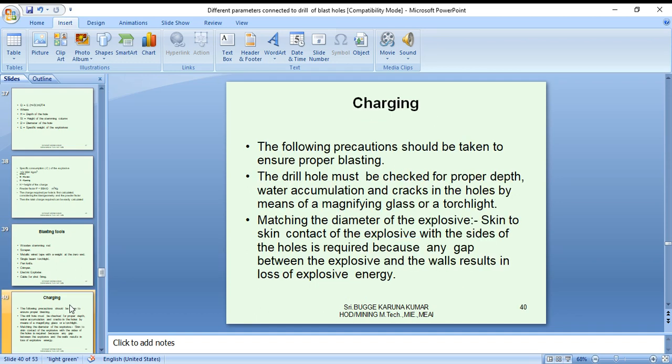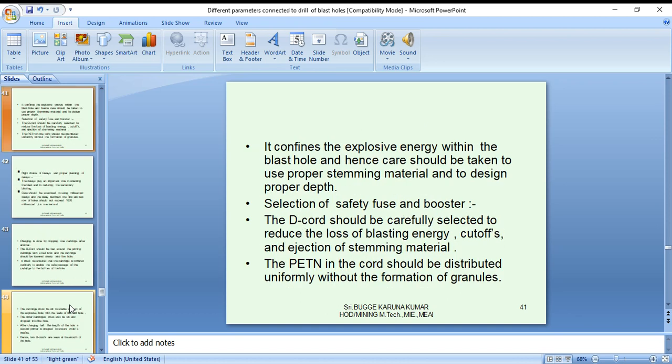Then charging. The following precautions should be taken. Ensure proper blasting. The drill hole must be checked for proper depth, water accumulation, and cracks in the holes by means of a magnifying glass or a torchlight. Matching the diameter of the explosive, skin to skin contact of the explosive with the sides of the hole is required, because any gap between the explosive and the walls results in the loss of explosive energy. So we must take care of these two while charging.